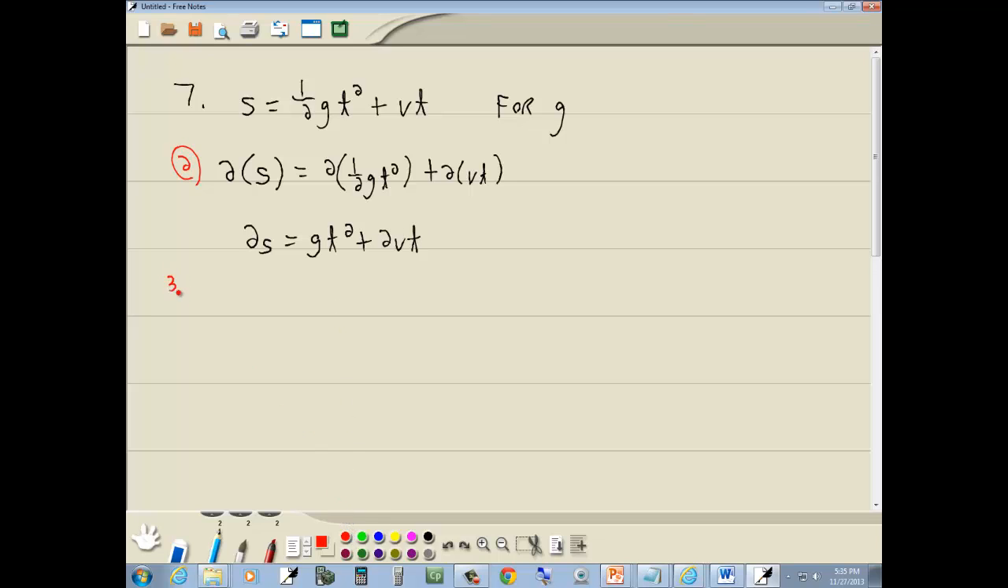Step 3. Get all the terms of the variable you're solving for on one side, everything else on the other side. So we'll take 2vt over to the left side. So we got 2s minus 2vt is equal to gt squared. Step 4, if the variable you're solving for is in 2 or more terms, factor it out. It's not. Step 5, divide both sides by what's in front of or behind the variable you're solving for. There's nothing in front of the g, but there's a t squared after it. So I divide both sides by t squared.